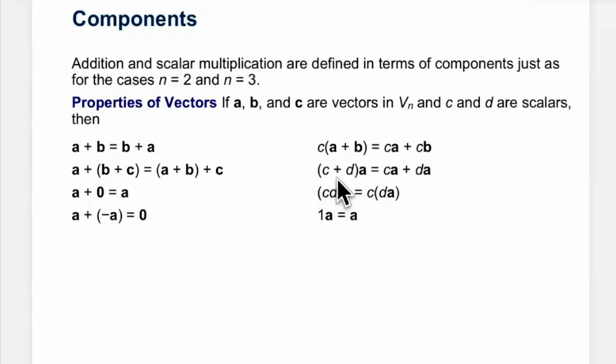And also this one: you can add the two scalars first, or you can take each scalar times A and then sum them up, right? And also this one: 1 times the vector itself is the vector itself. So those are kind of intuitive, right? And I'm not going to prove it. You can see that, okay?